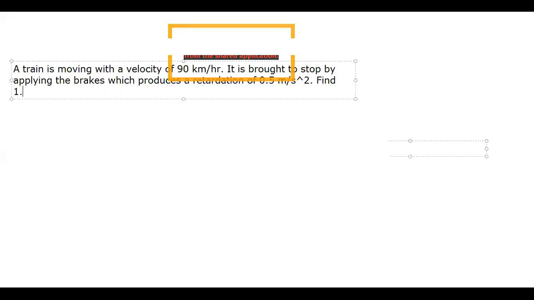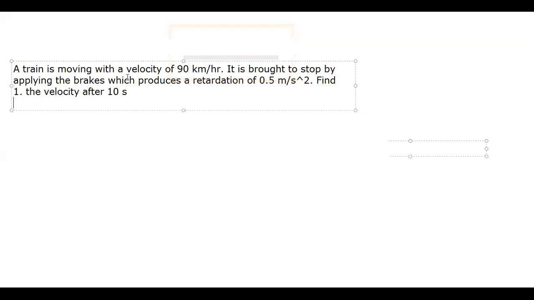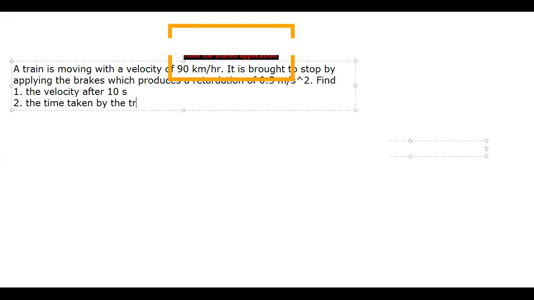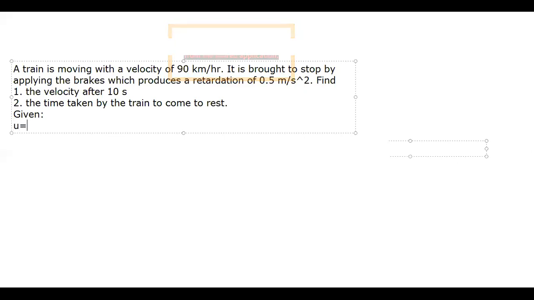Find, the first thing we have to find is the velocity after 10 seconds. And the second, the time taken by the train to come to rest. Okay, so let's write down the given first. A train is moving with a velocity of 90 kilometer per hour. So what is the initial velocity? Initial velocity is 90 kilometer per hour.